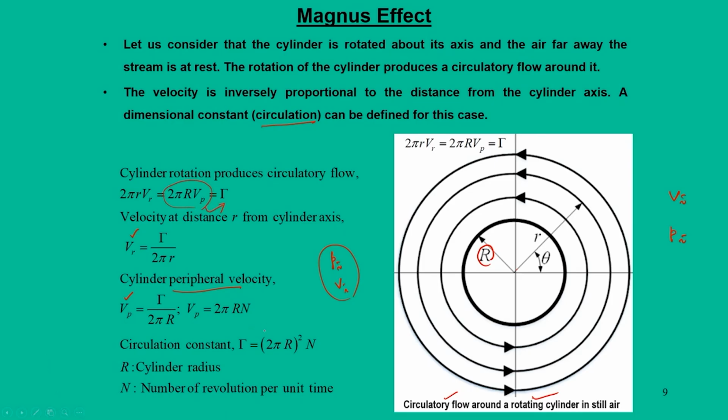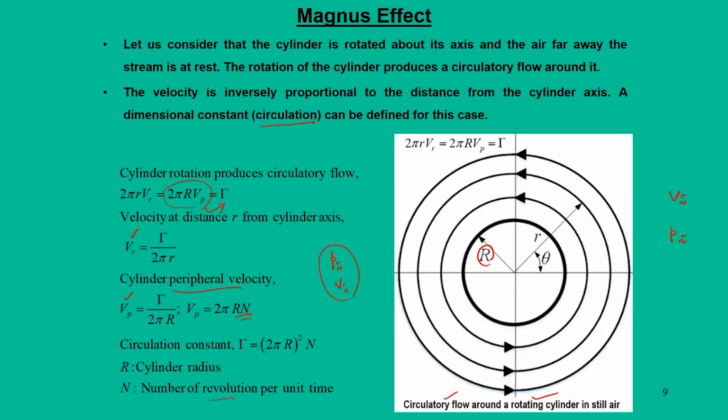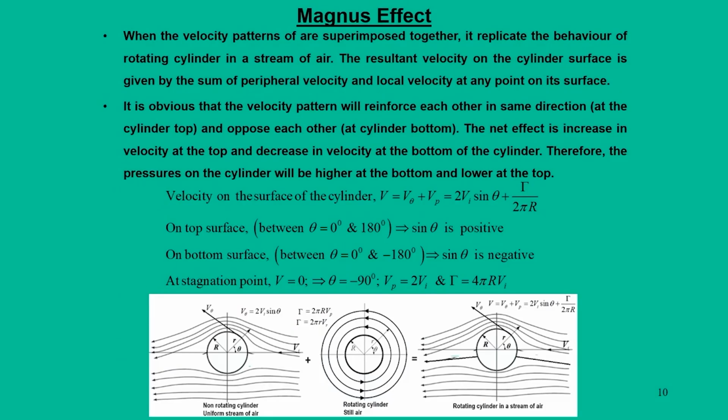Now, for a given wind speed, if the cylinder makes a number of revolutions, we can multiply by n, where n stands for the number of revolutions per unit time. Accordingly, the circulation constant is twice pi r square into n. So when a cylinder rotates in still air, it produces a circulating flow around the cylinder. Now we merge or superimpose these two effects: non-rotating flow in a uniform stream of air, and rotating flow in still air. We have analyzed both separately.